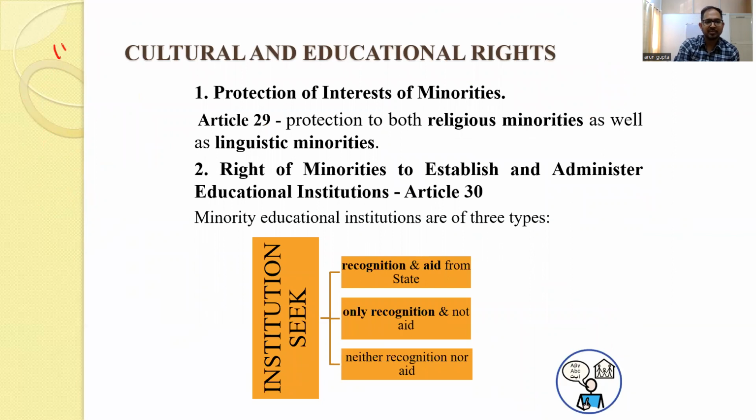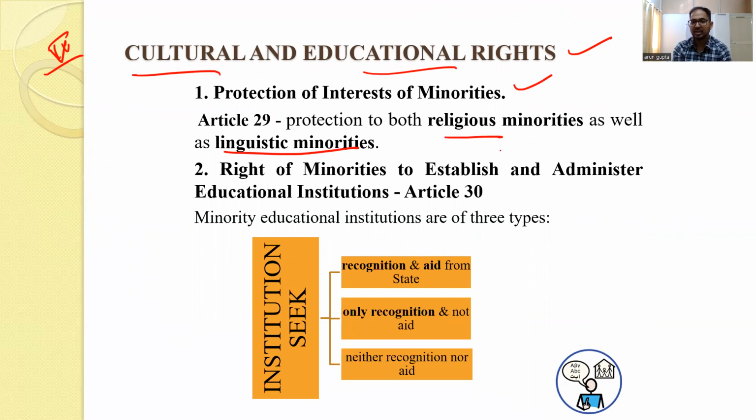Then the fifth set includes cultural and educational rights. There are again two rights, Article 29 and 30, provided to cultural and educational minorities basically. First is protection of interests of the minorities. Article 29 gives protection to both religious minorities as well as linguistic minorities. So two types of minorities are described in this article, religious and linguistic. This article protects both kinds of minorities, and they can promote their own interests throughout the country, for example, minority educational institutes.